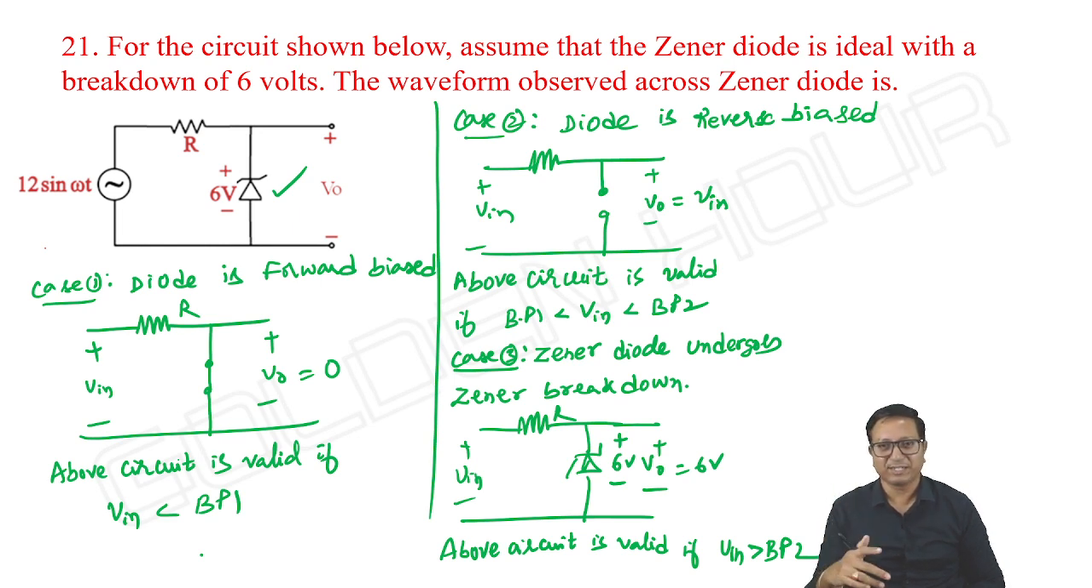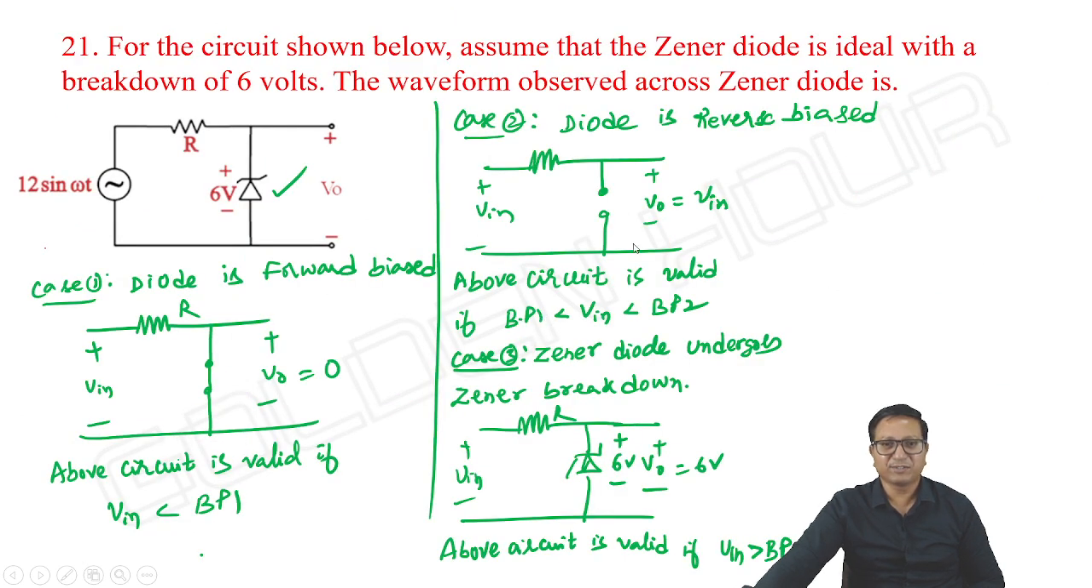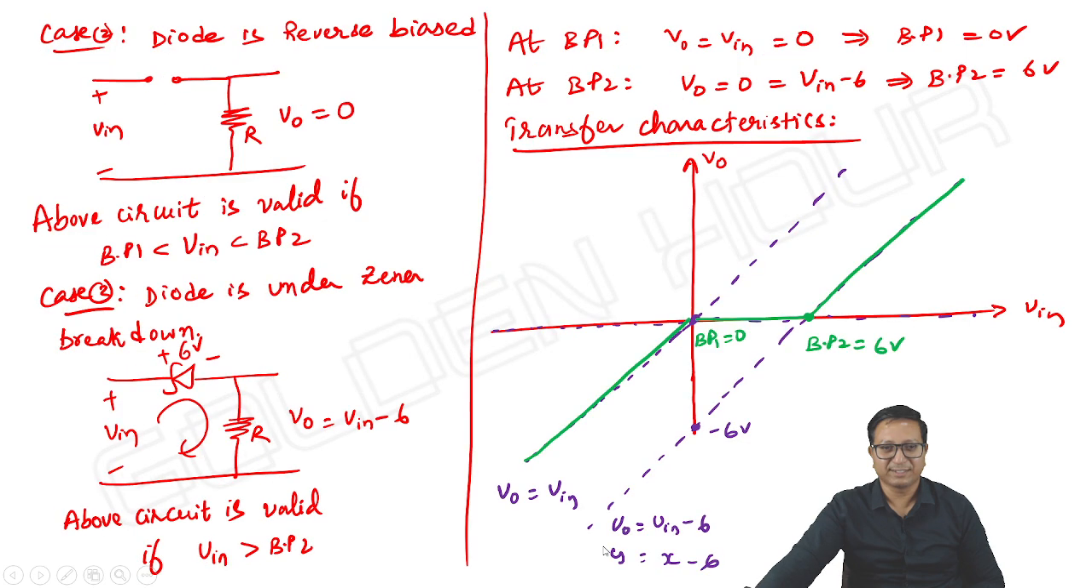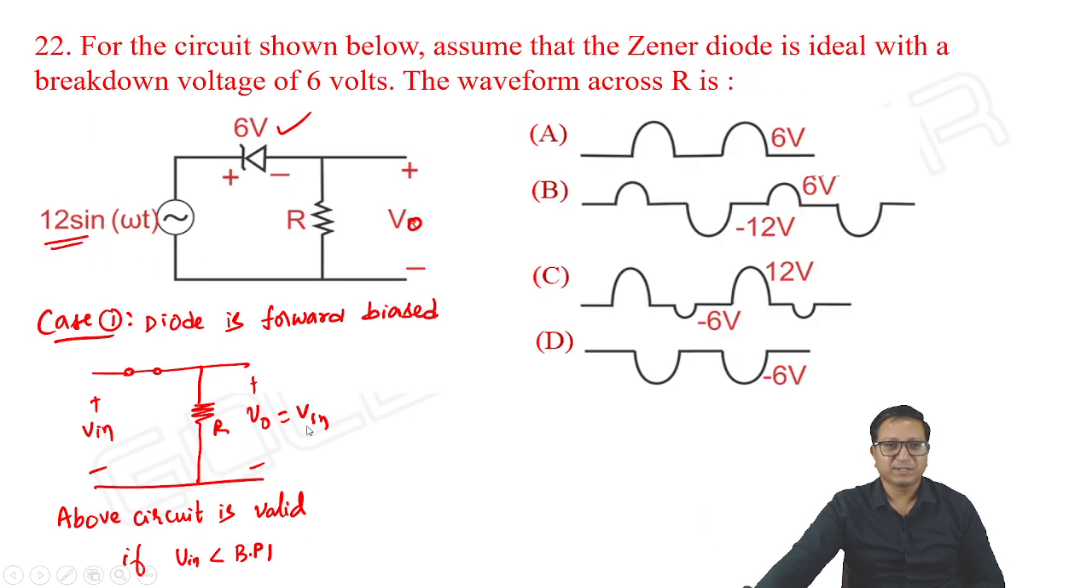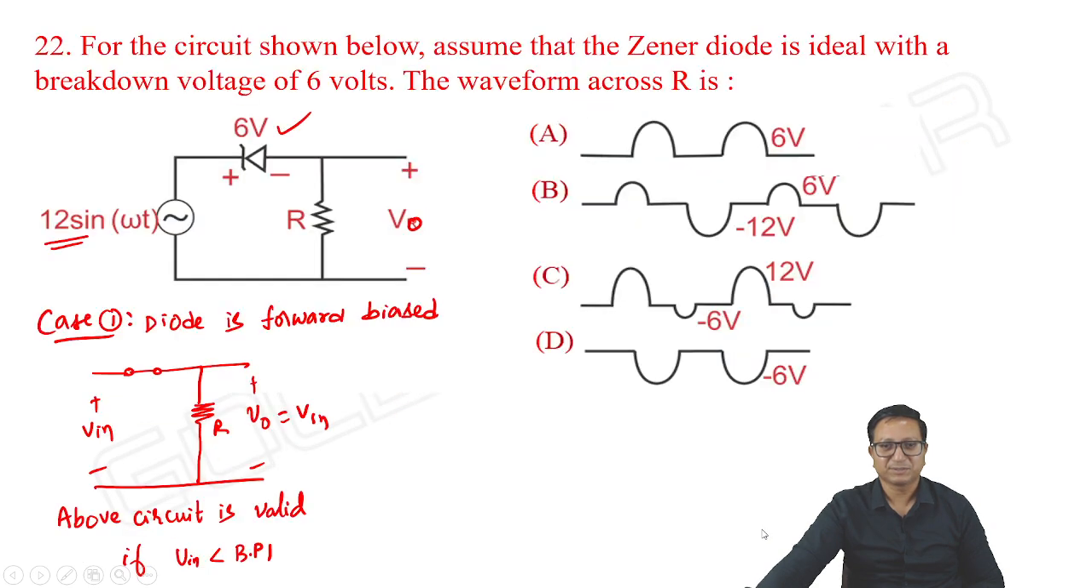Absolutely we are getting that. Second case, the input is in between breakpoint 1 and breakpoint 2, which means 0 and 6 volts. Here VD is equal to V input, then VR will be 0. Absolutely, we can see that VR is equal to 0 in between breakpoint 1 and breakpoint 2. Third one, input greater than breakpoint 2, output is equal to 6 volts. Means VD is equal to 6, VR is equal to V in minus VD, that is V in minus 6. This is what we have got.